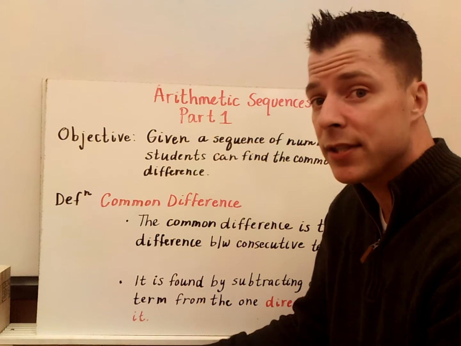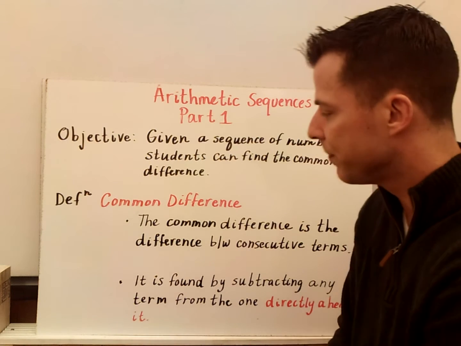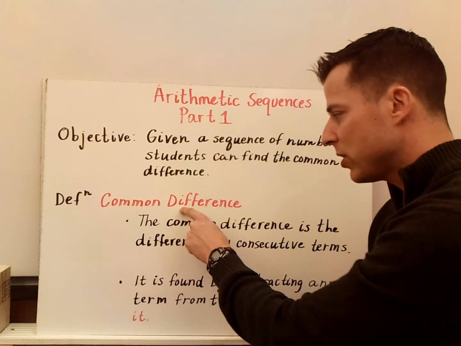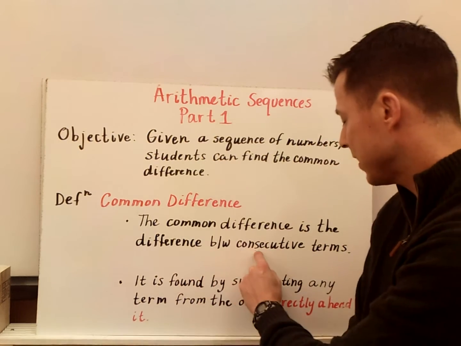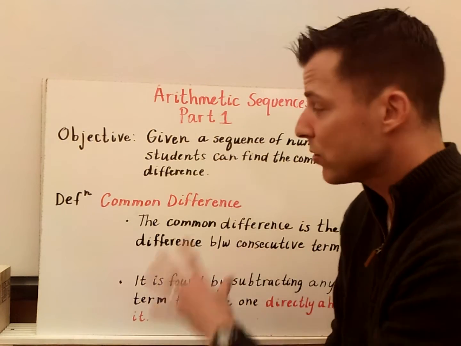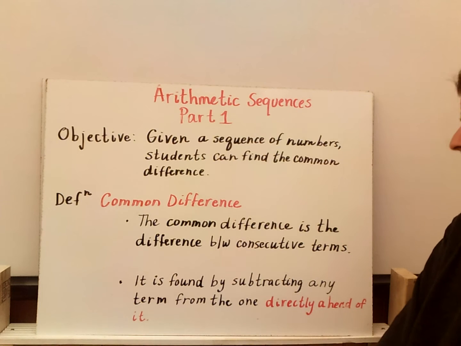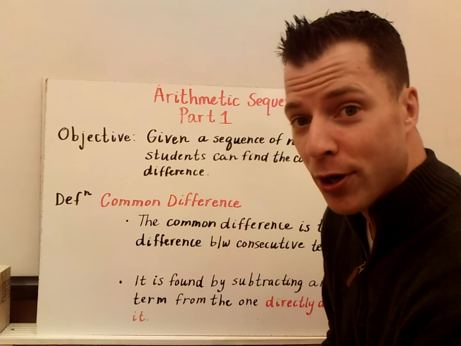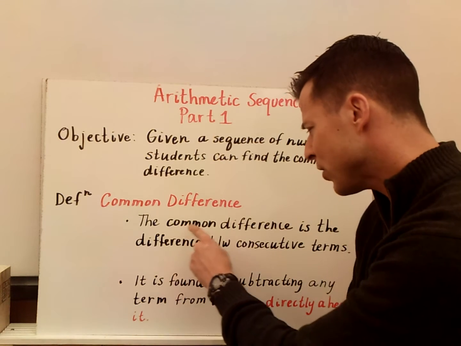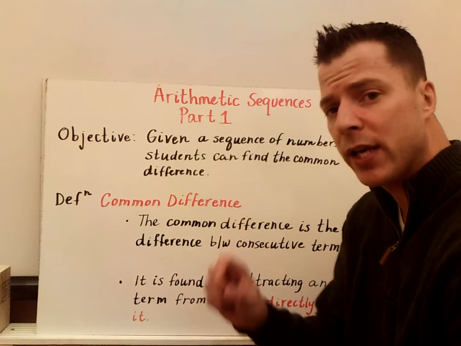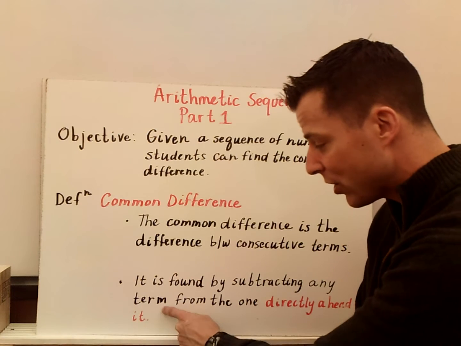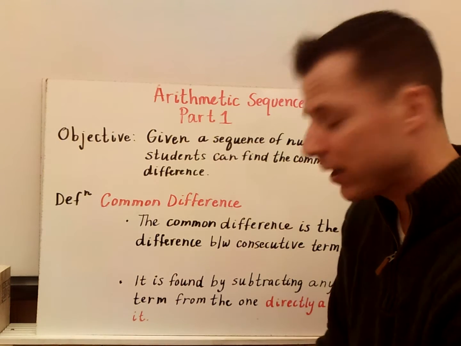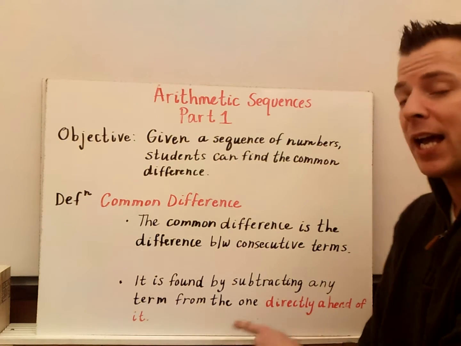So common meaning the same, difference meaning subtraction. The definition of a common difference: the common difference is the difference between consecutive terms. I know you guys want to get out of the way so you can record, so look, there's your chance to pause and write that down. So the common difference is the difference between consecutive terms. It is found by subtracting any term from the term that's directly ahead of it.